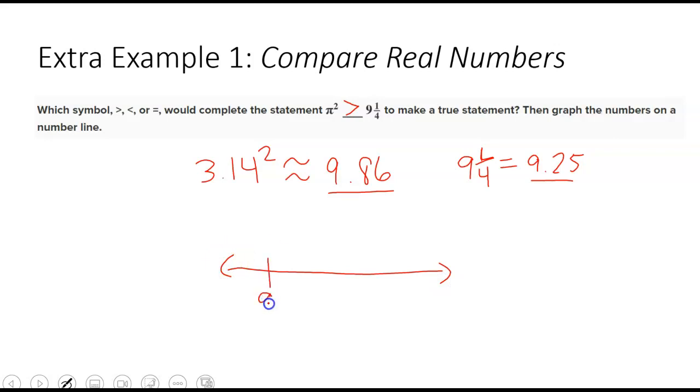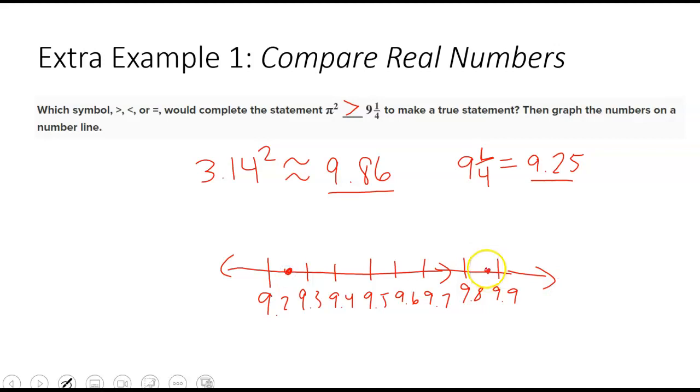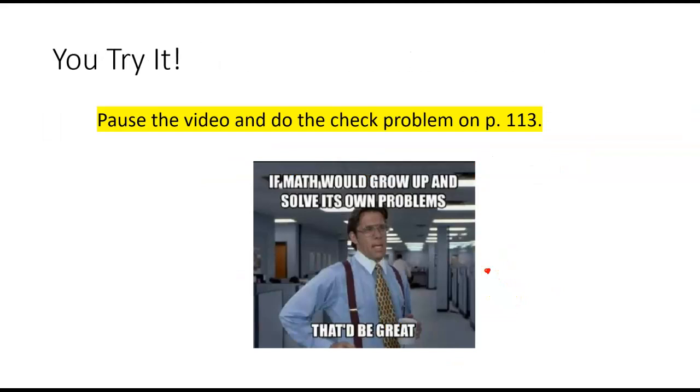So if we have 9.2, 9.3, 9.4, 9.5, 9.6, 9.7, 9.8, 9.9, then 9.25 would be about right here, 9.86 would be about right here. So again, you can see from the number line which one is smaller as well. Smaller numbers on the left, larger numbers are on the right.